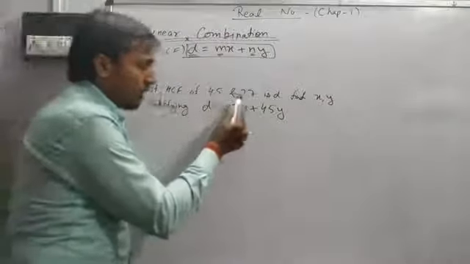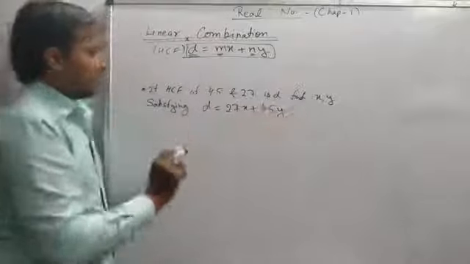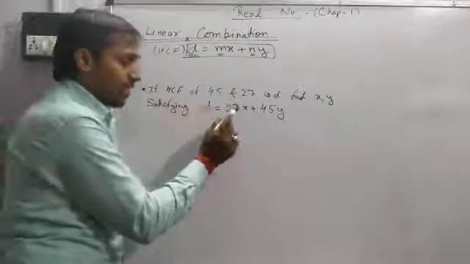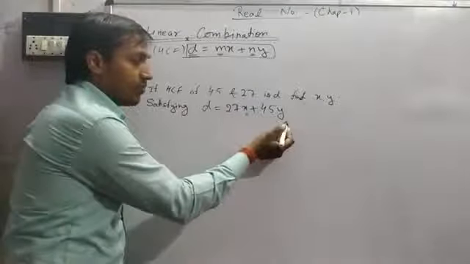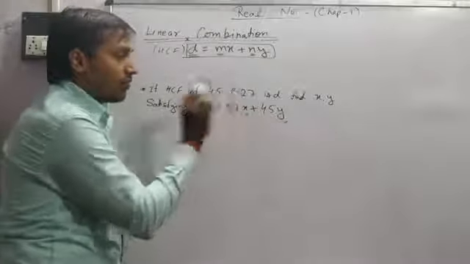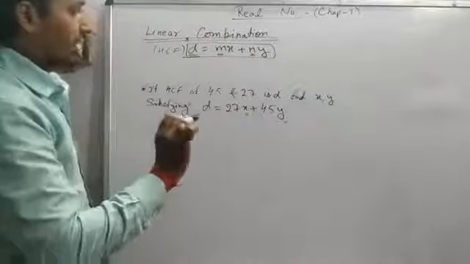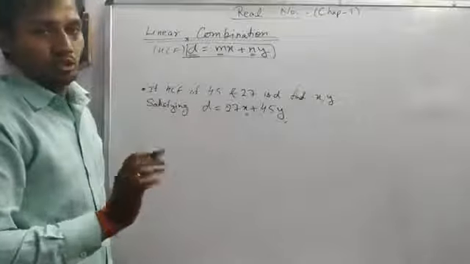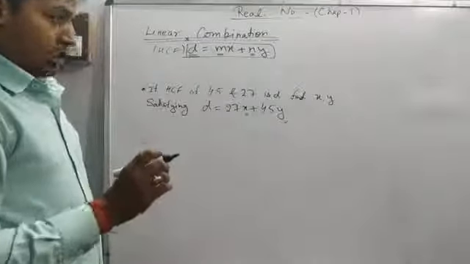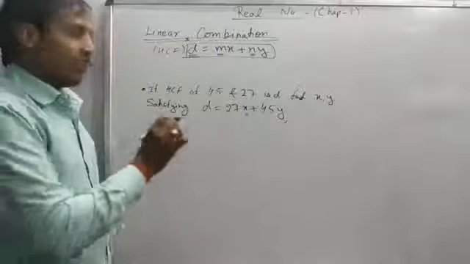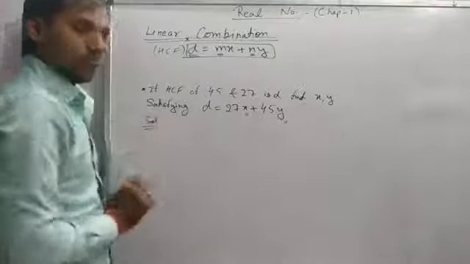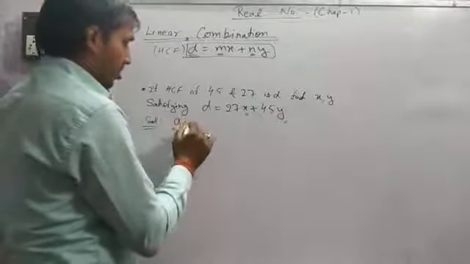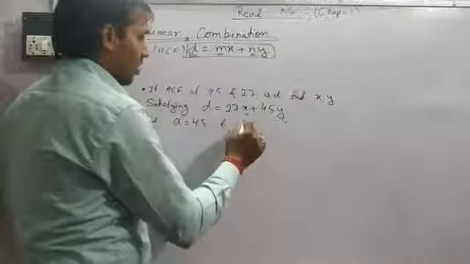If HCF of 45 and 27 is D, find x, y satisfying D is equal to 27x plus 45y. Means we want to find the value of x and y, and the numbers given are 45 and 27. So firstly we find the HCF of 45 and 27. I think you all know how we find the HCF of 45 and 27. So we find the HCF. A is 45 and B is 27.